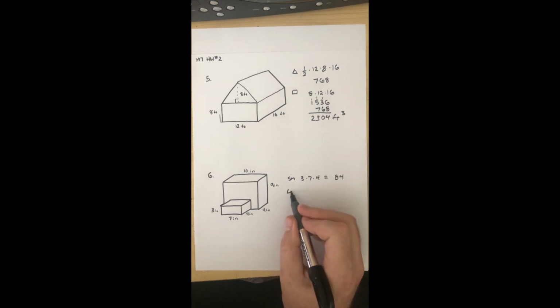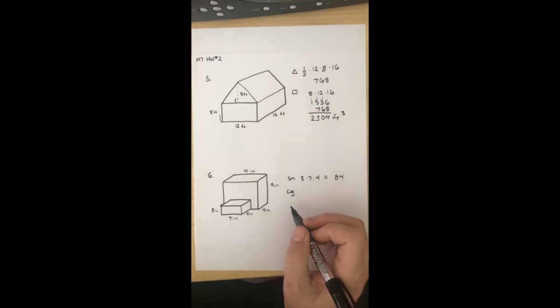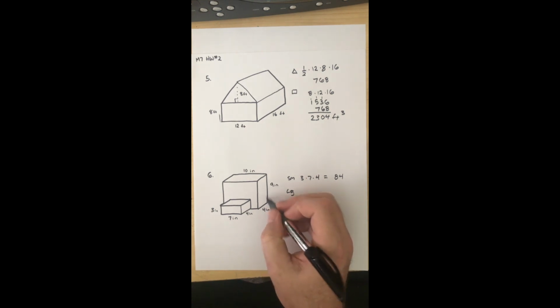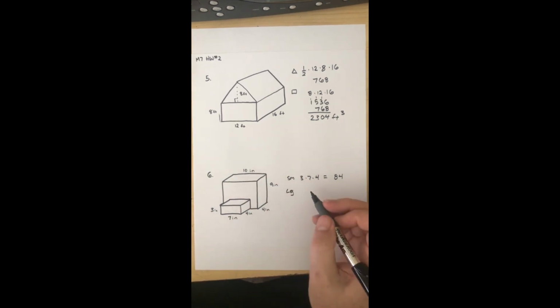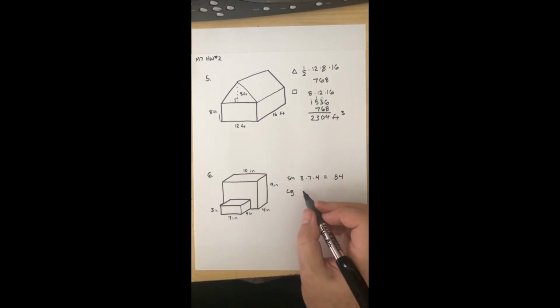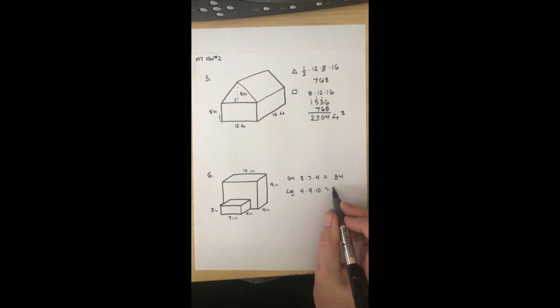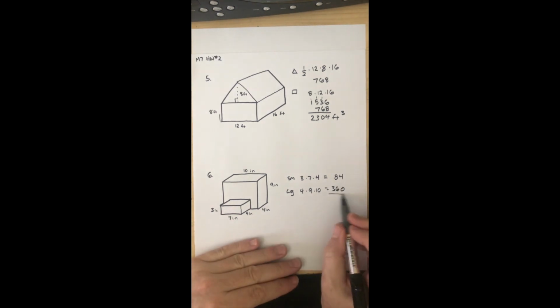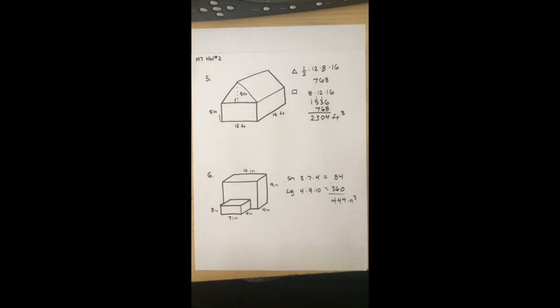And let's do the large one. Large. It's a 4 by 9 by 10. Okay. 4 by 9 by 10. That's easy. 4 times 9 is 36. 36 times 10 is 360. That's 3 times in this homework assignment. Crazy. 4 and 0 make 4. That's 14. Carry it. We get 444 inches cubed.